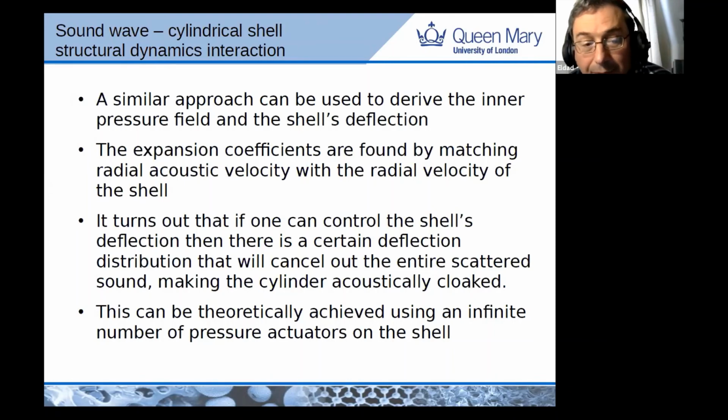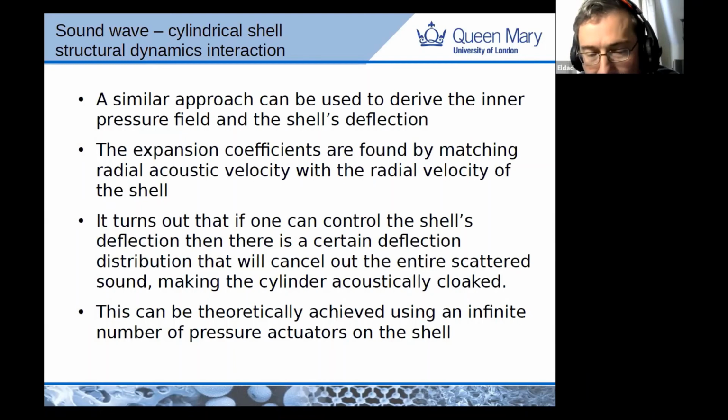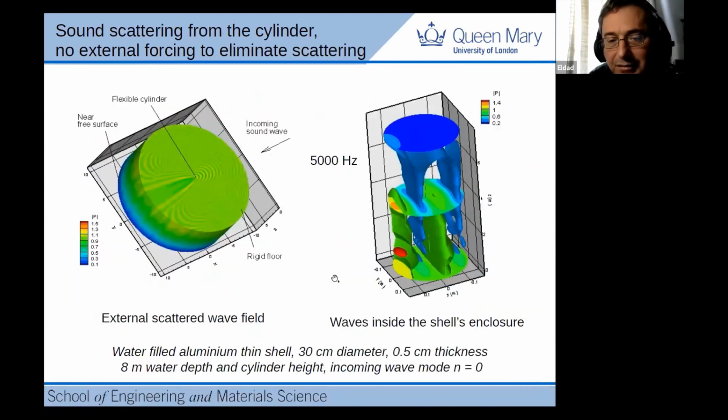If you have a certain deflection of the cell, then it will make the cylinder acoustically cloaked. That means there will be no backscatter, no scattering of noise coming back. Theoretically, it can be achieved using an infinite number of pressure actuators, but in reality, it's not practical. But it was interesting for us to see how many actuators you need in order to get a reasonable reduction in the noise.